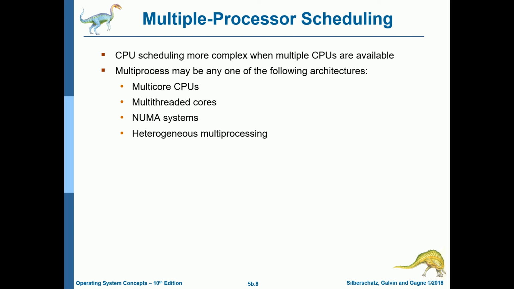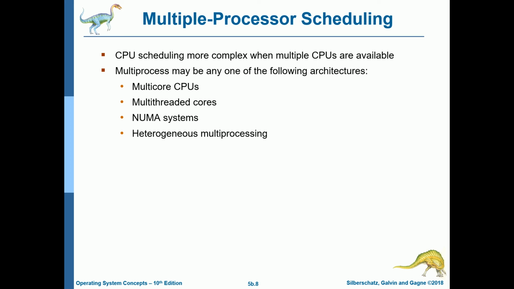Now, our discussion thus far has only focused on problems of scheduling the CPU in a system with a single processing core. If multiple CPUs are available, it's called load sharing. This is where multiple threads could potentially be run in parallel. However, scheduling issues become correspondingly more complex when we introduce this.